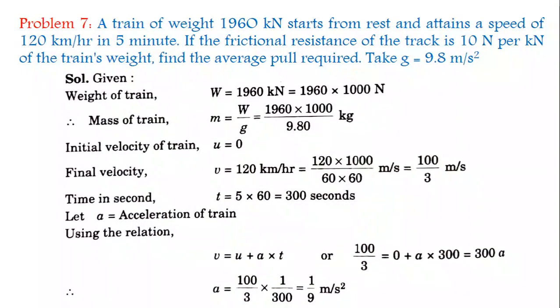Let's find the acceleration of the train using the relation v equal to u plus a into t. Using this relation, you will find the acceleration of the train. Initial velocity u equal to 0, final velocity v is 100 divided by 3, and t is equal to 300 seconds. Using this equation, we will find the acceleration. The acceleration is 1 by 9 meter per second square.